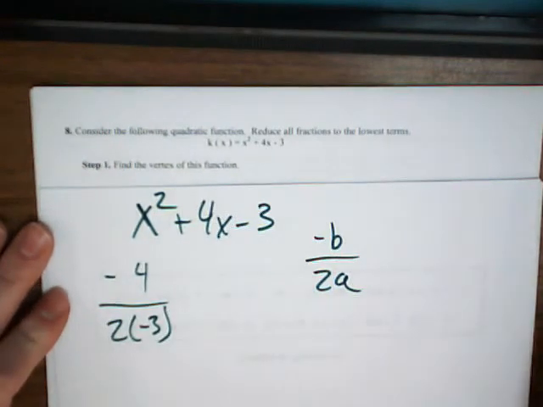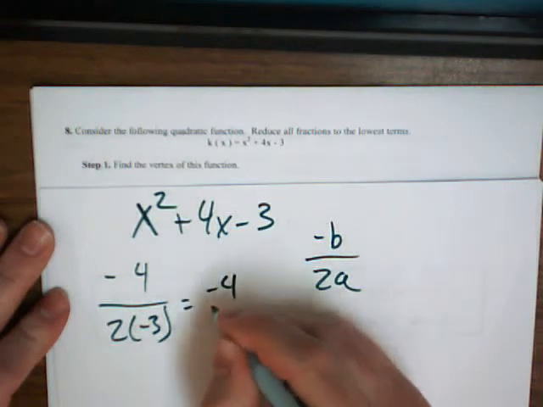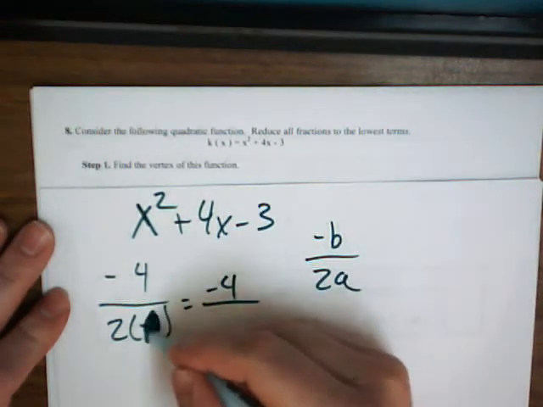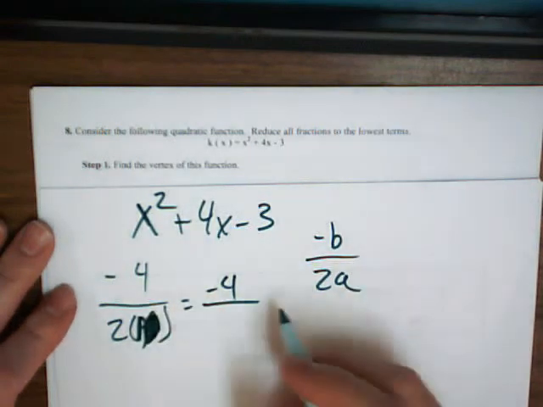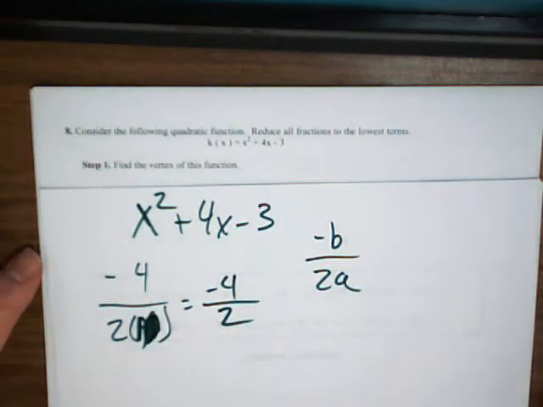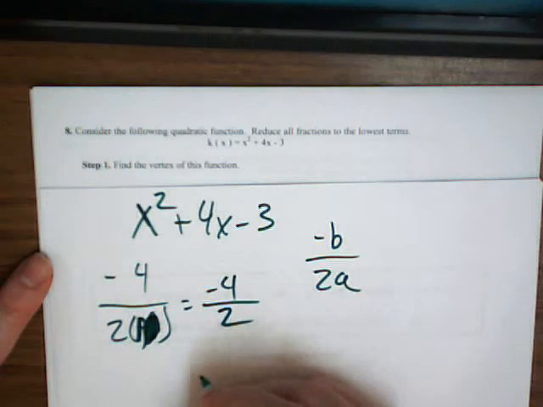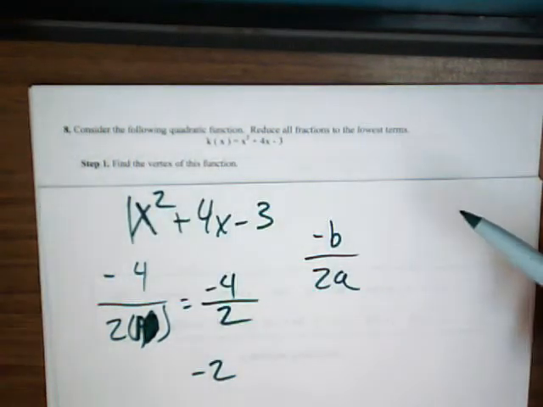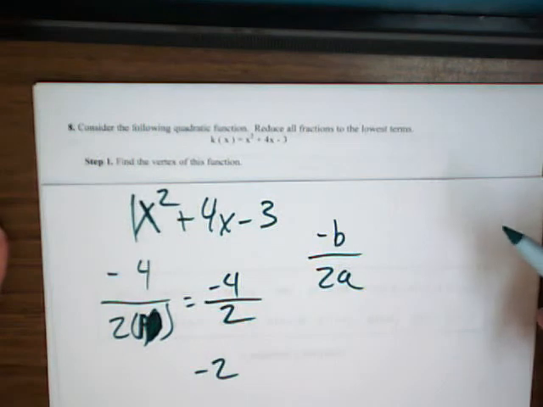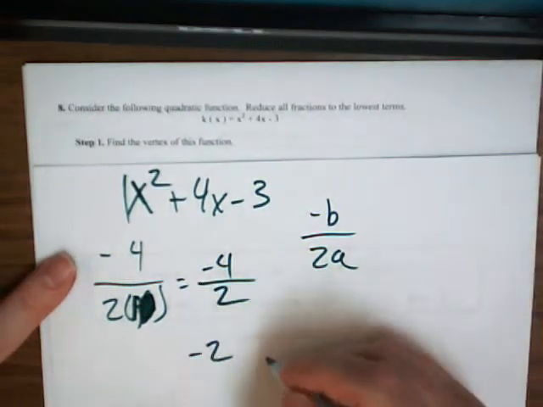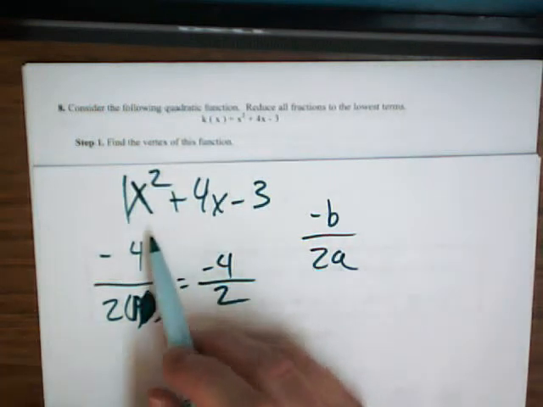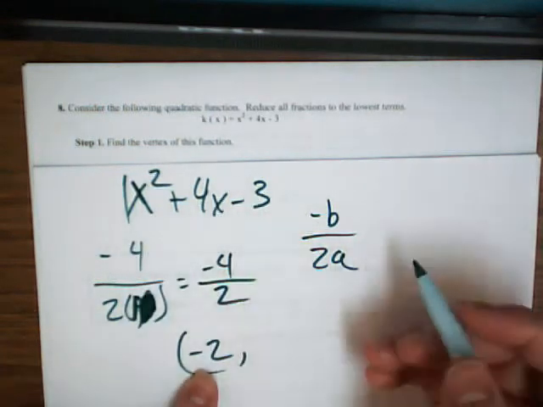Negative 4 over 2 times 3. So negative 4. Oh, no, 1. And negative 4 divided by 2 is negative 2. The a value is 1, not 3. Duh. Okay, but that's only the first number of the vertex. So to get the second number, you plug it back in.